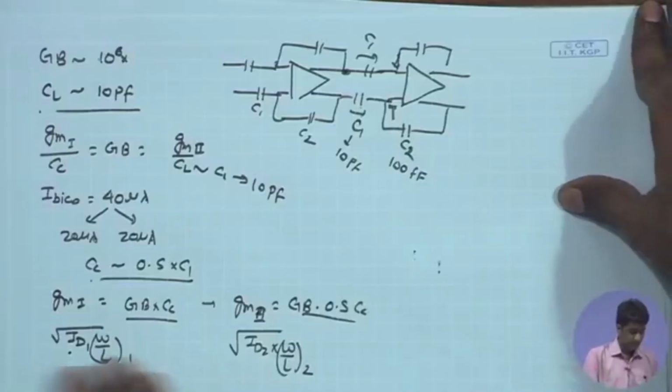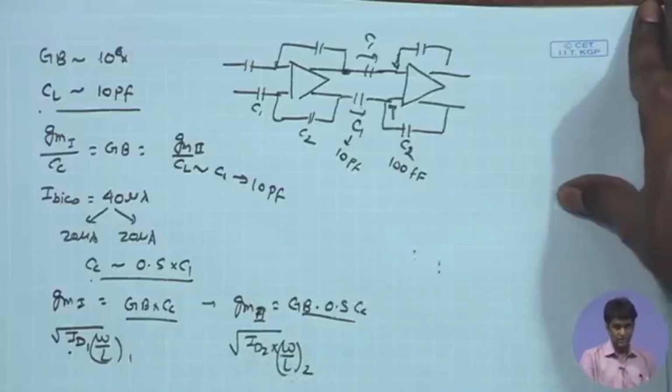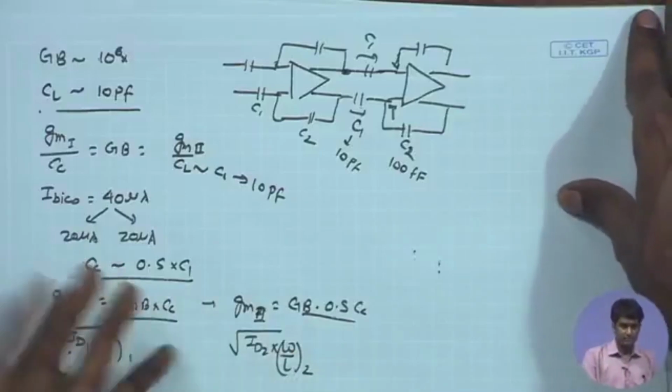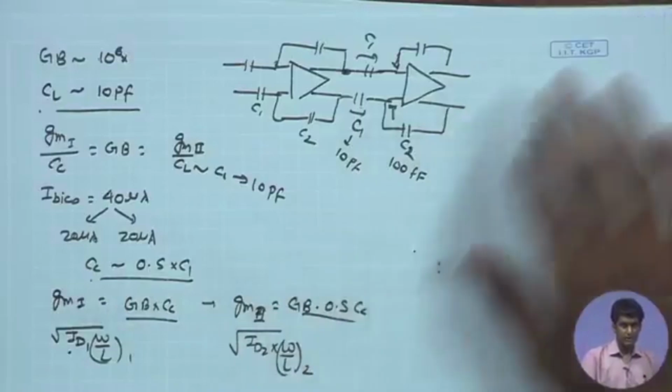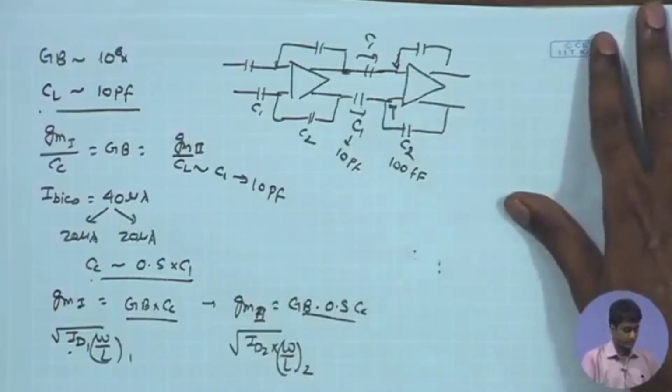Welcome back. So, let us resume our discussion. Now, once we have these W by L ratios available and the GM1 available, we need to look at the gain. What is the gain requirement?